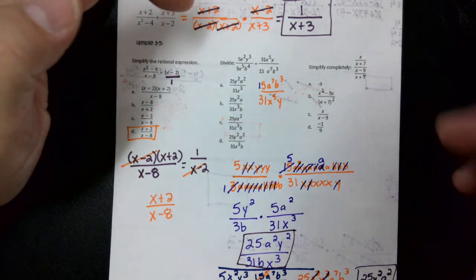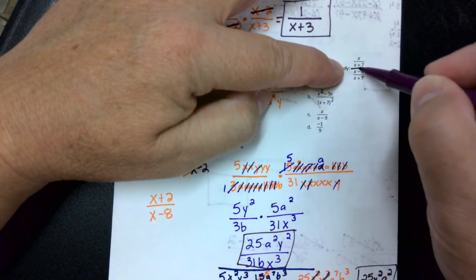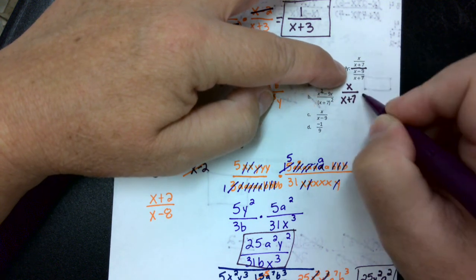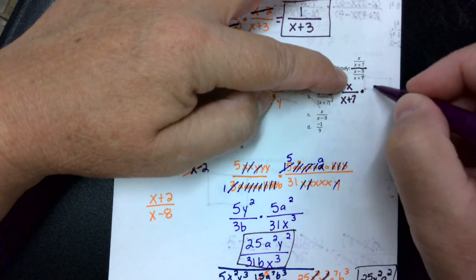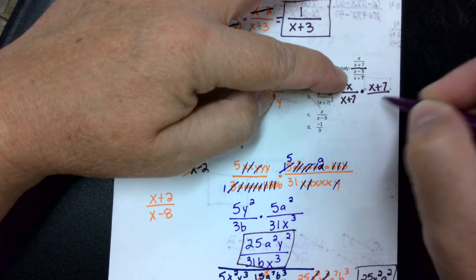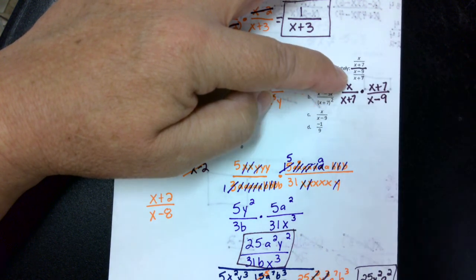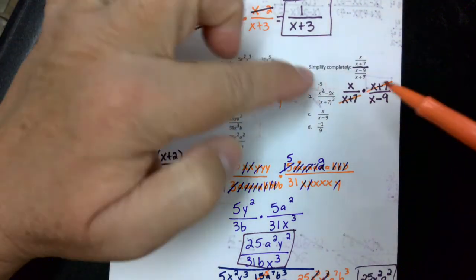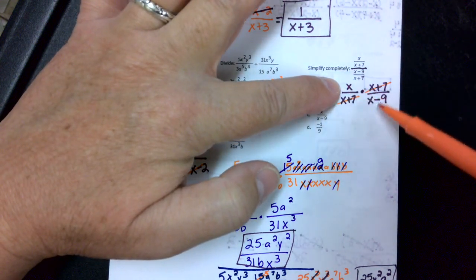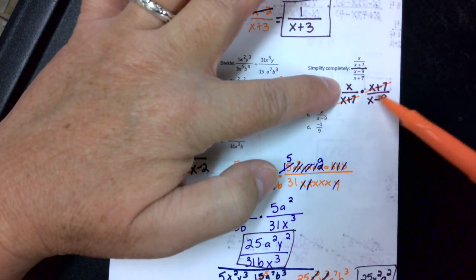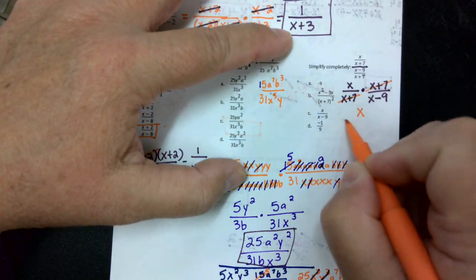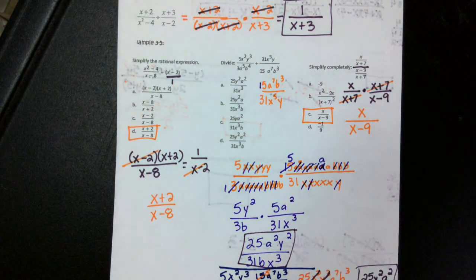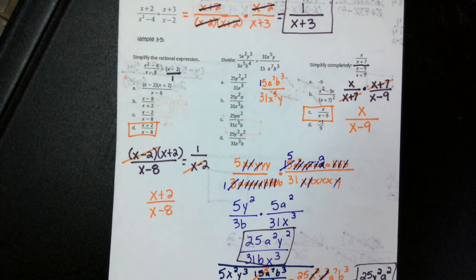All right, last example. So this is just another way to write division. So I have x divided by x plus 7, and then division changes to multiply, and then I flip this one. So x plus 7 divided by x minus 9. And my common factor is x plus 7 and x plus 7. Remember, I cannot cancel out these two x's because this is not just x, it's x minus 9. So our answer is x divided by x minus 9. And here is our solution there.